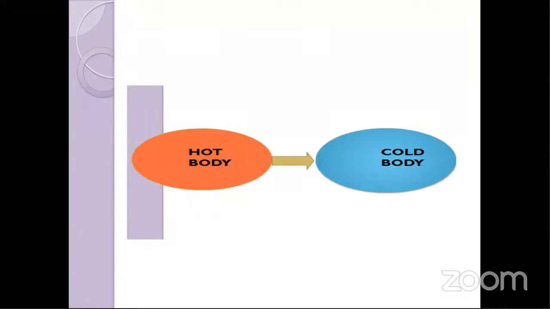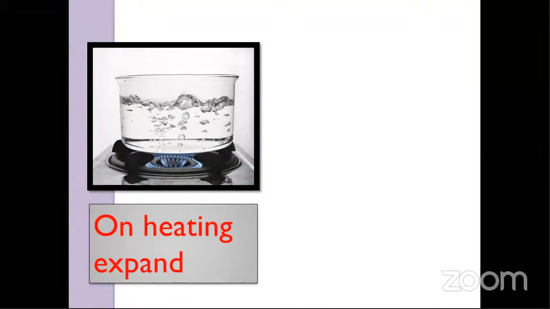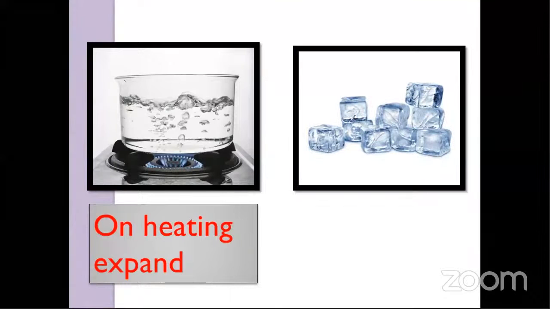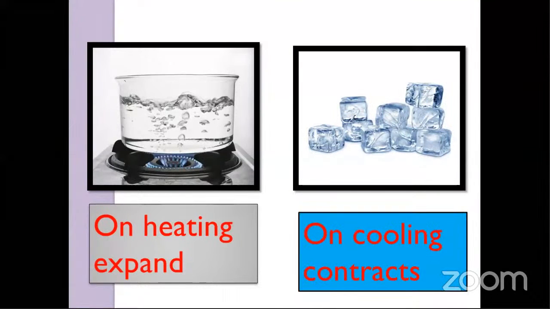Let us see more information about them. Here, when we give heat to an object, it expands, and it contracts on cooling. See here, an ice cube is there and a boiling water picture is there. When we give heat to the water, it expands, and on cooling it contracts. When heating an object, it expands, and on cooling it contracts. Remember these two things, students.